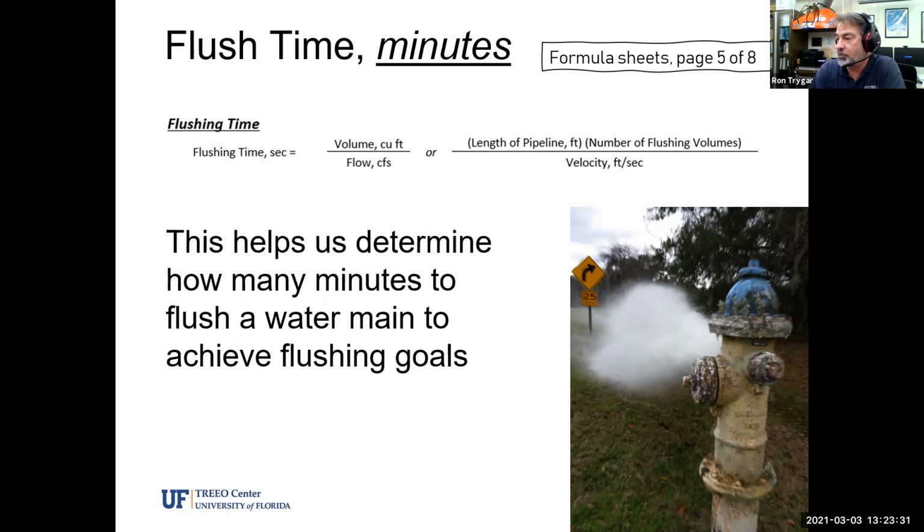Got a couple formulas showing here. We have volume in cubic feet divided by the flow rate in cubic feet per second, or you can come over here and it says length of pipe times the number of flushing volumes, like say you're trying to flush 2 volumes of pipe or 3 volumes of the pipe, divided by the velocity in feet per second. So there's a couple ways we can do this. It's on the formula sheets, page 5.